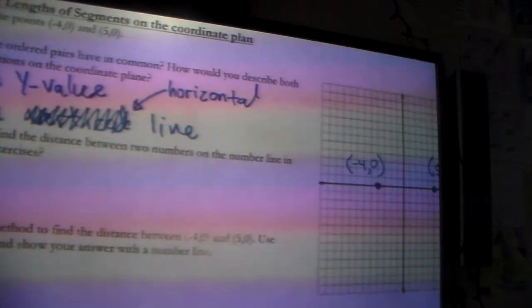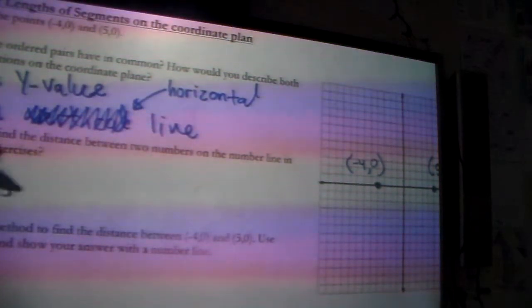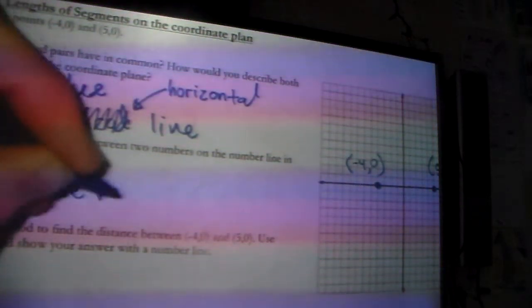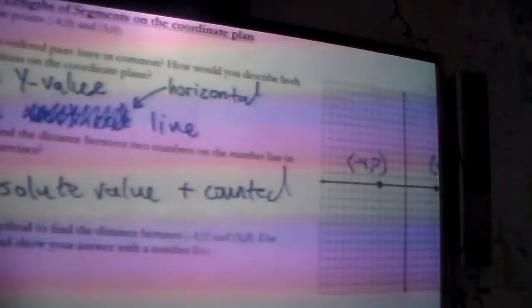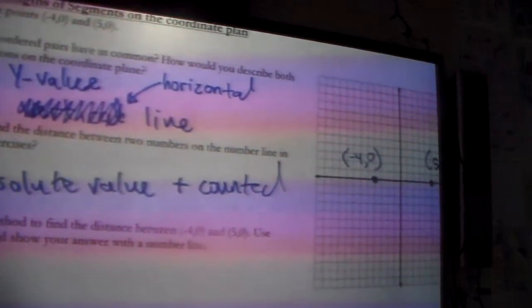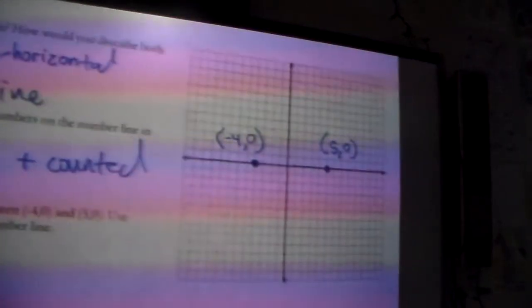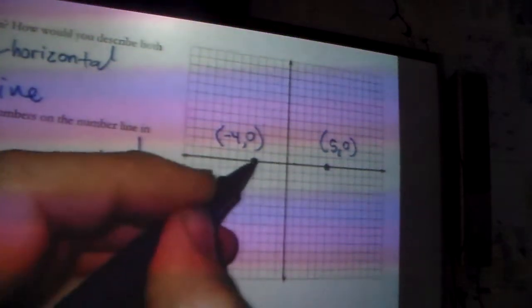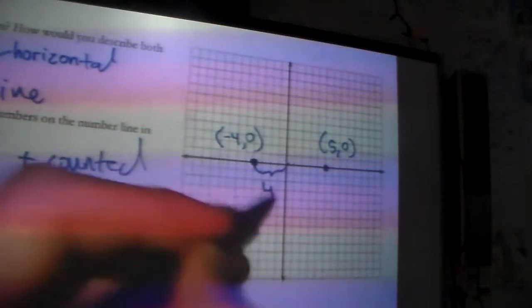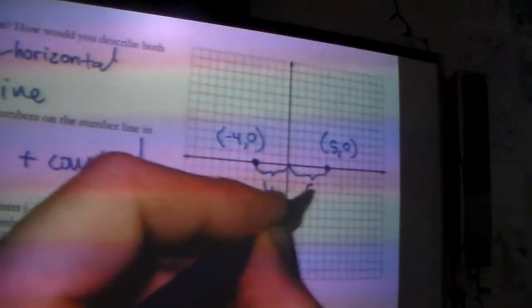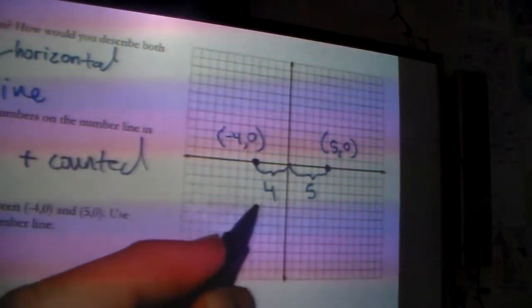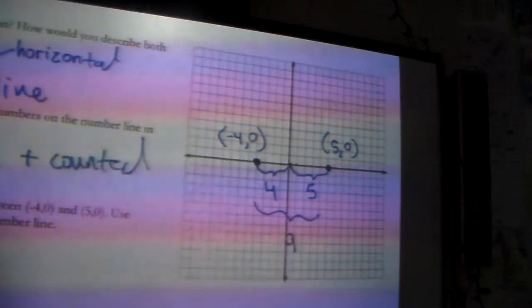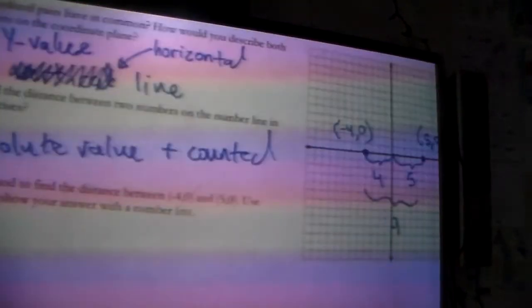So how did we find the distance between the numbers in the opening exercise? We used absolute value and we counted. Those are our 2 strategies we used. So let's use both of those methods here. So let's count first, double check. So if I'm at -4 and I've got to get all the way over to 5, that means I have to go a distance of 4 here, a distance of 5 there. So that's a total distance of 9.